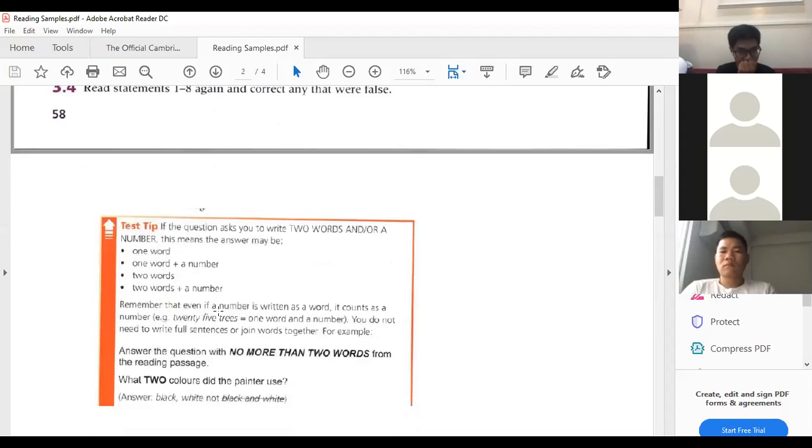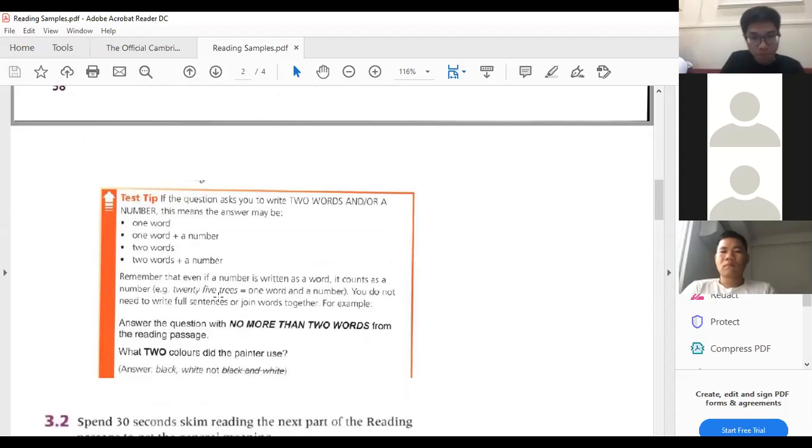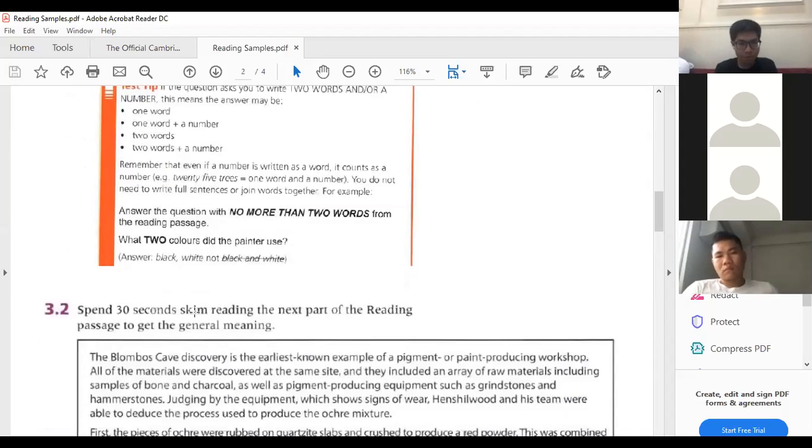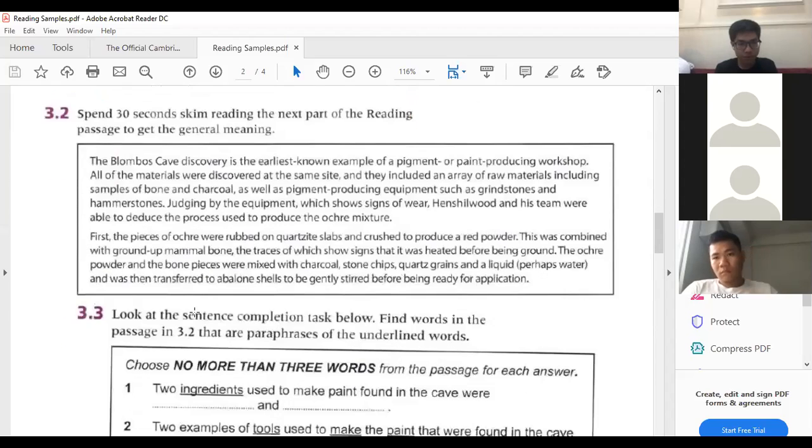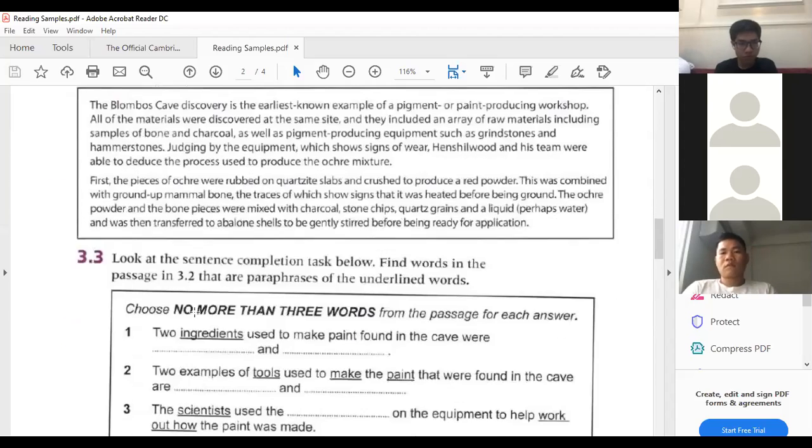Like May said, you need to be very careful with the instruction. For example, if they say no more than 2 words and or a number, I'm sure you know what to do. You can complete in 1 word plus a number, 2 words plus a number, or only 2 words or 1 number. Do not exceed the word limits. That's instruction. So we'll practice scanning for synonyms and paraphrasing.